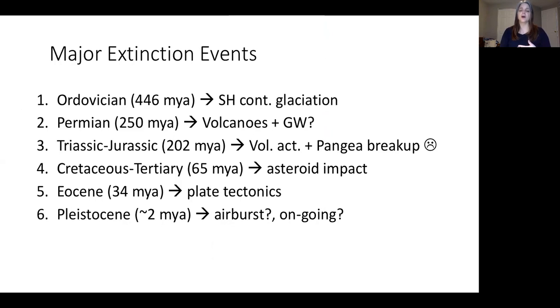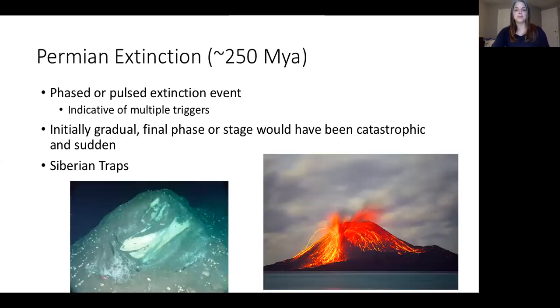There's also an extinction event 34 million years ago associated with plate tectonics, known as the Eocene event. And then there's perhaps one that's ongoing now, associated with the Pleistocene, that may have started about 2 million years ago, associated with an airburst. There's evidence for that airburst over different parts of Siberia. So, focusing on the 2 big ones that I want us to talk about in our class: the Permian, which is 250 million years ago, as well as the Cretaceous-Tertiary or KT boundary. So number 2 and number 4 from our list on the slide.